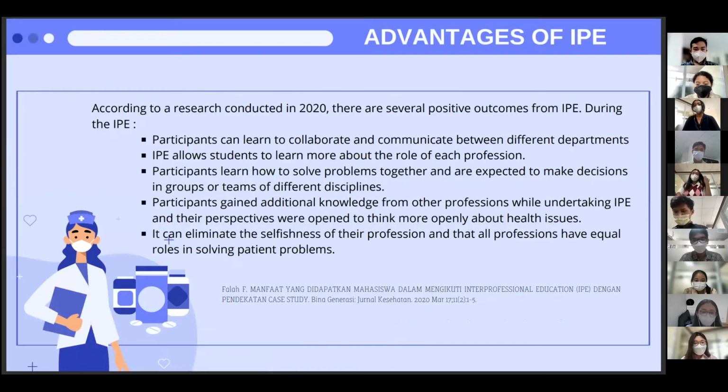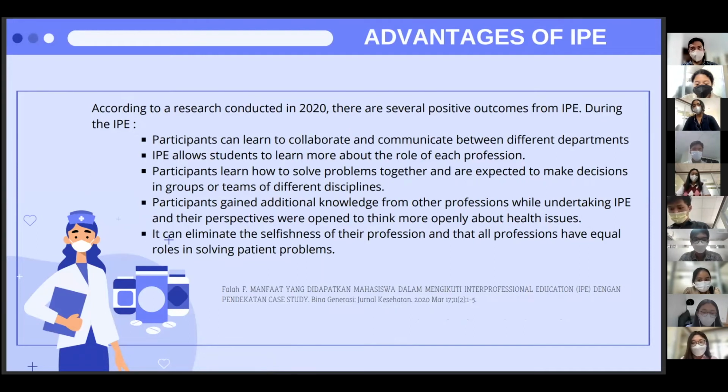Now I will continue the presentation about the advantages of IPE. In healthcare, collaborative practice is very essential because some complex patient problems cannot be handled by only one medical profession, but must involve multiple professions. Effective collaboration between health workers from various professions is the key to increasing the efficiency of health service and safety.